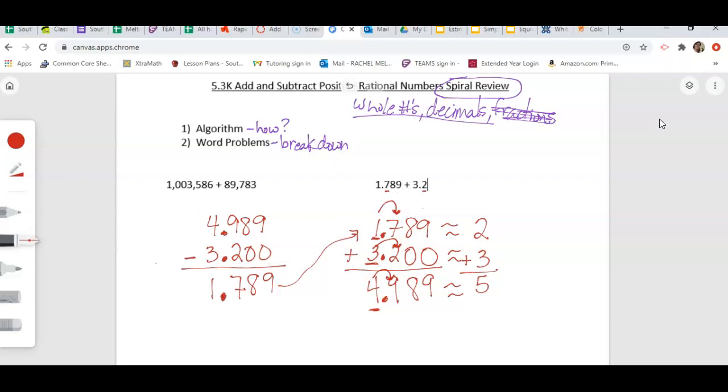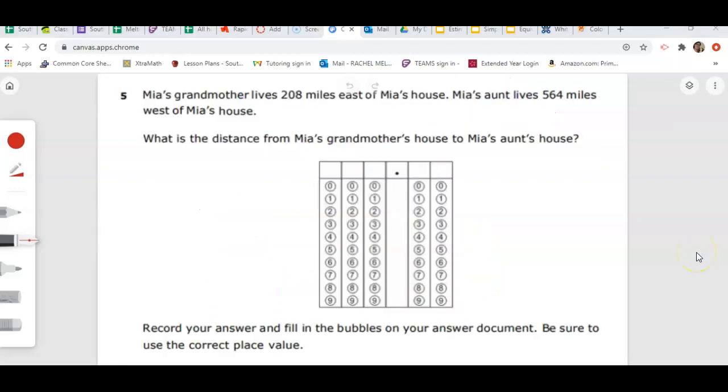So this covers a quick review of the algorithm. So next we're going to look at breaking down a word problem. This is a question that was on your CA that fits this TEK. It says Mia's grandmother lives 208 miles east of Mia's house. Mia's aunt lives 564 miles west of Mia's house. What is the distance from Mia's grandmother's house to Mia's aunt's house?